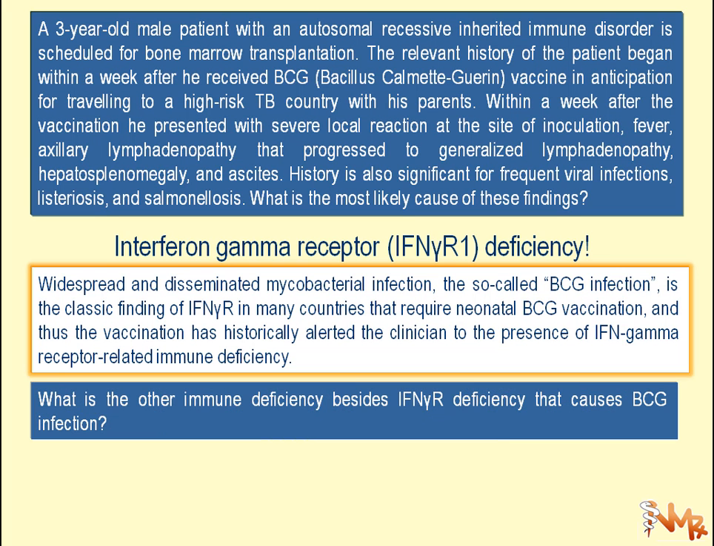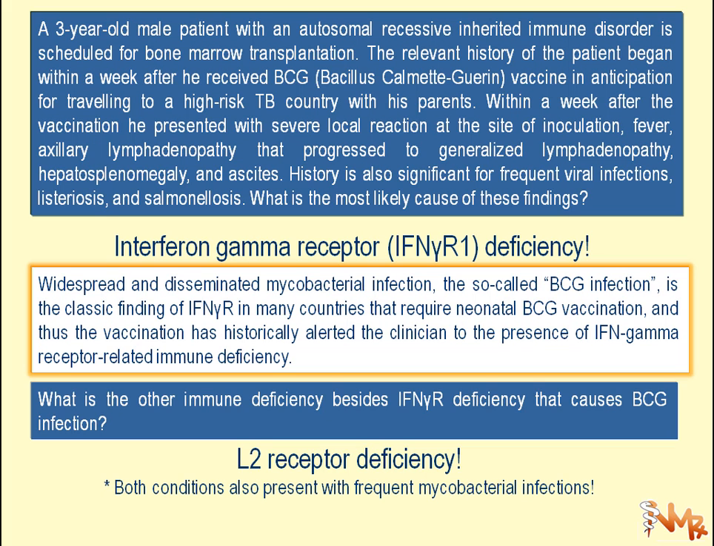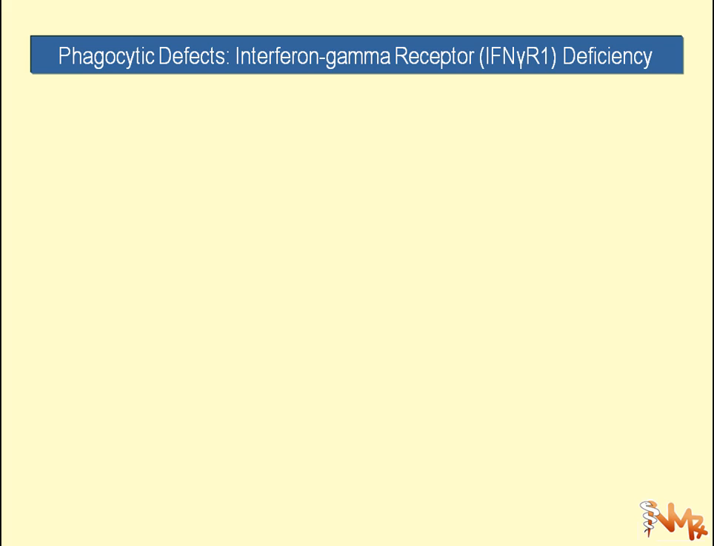What is the other immune deficiency besides interferon gamma receptor deficiency that causes BCG infection? IL-12 receptor deficiency. Both conditions present with frequent mycobacterial infections. This was a good introduction to interferon gamma receptor deficiency. Now let's look at this deficiency, and of course, as you can tell, this is another phagocytic defect.